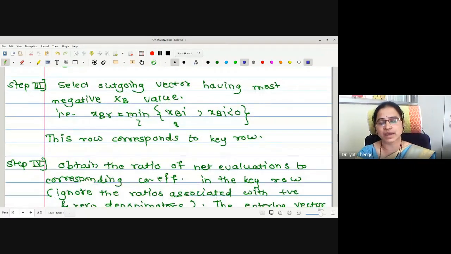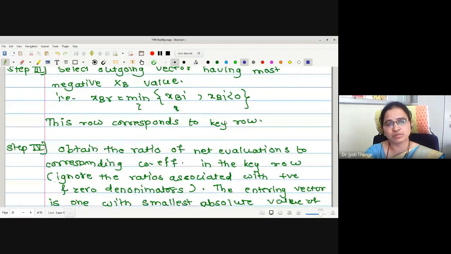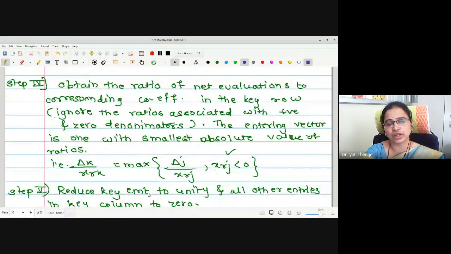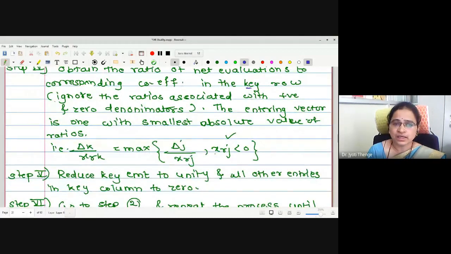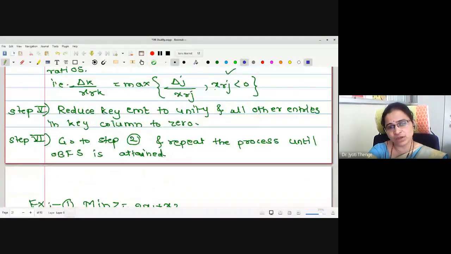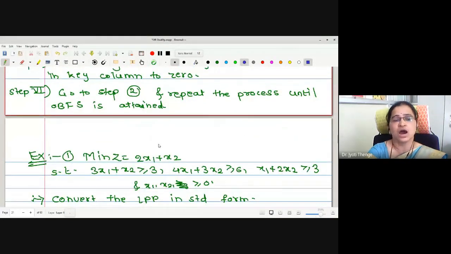Select the outgoing vector with minimum of xbi, that is the most negative value. Once we do this, the outgoing vector will be selected, and a key row will be selected. We'll call it the key row. And then we'll find out the ratio. Ratio of what? Net evaluations upon key row entries with negative values. That is, we are going to ignore the positive and zero denominators. So this is the formula. Once we get the key row and key column, we will get the key element. Next step, we reduce the key element to unity, all the other elements to zero, and just repeat the process until the optimal basic feasible solution is obtained.